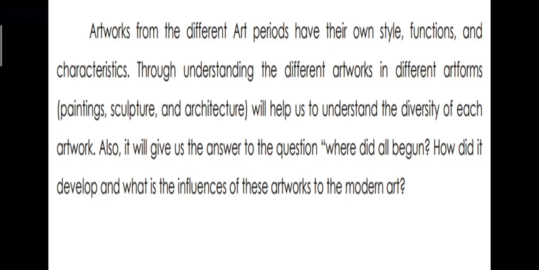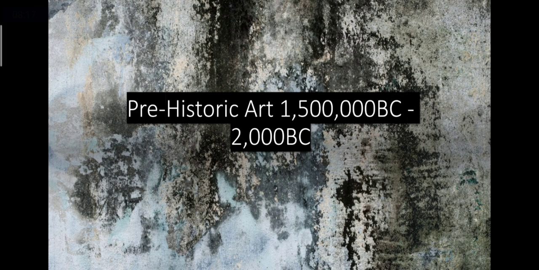Artworks from the different art periods have their own style, functions, and characteristics. Understanding the different artworks in different art forms, painting, sculpture, and architecture, will help us to understand the diversity of each artwork. Also, it will give us the answer to the question, where did it all begin? How did it develop? And what are the influences of these artworks to modern art?